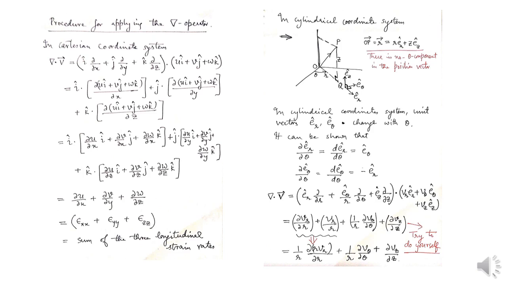Then I can also combine the first two terms using simple calculus concepts. I can write it as 1 over r del by del r of the product r into V_r, because when I open it out by the product rule, I will have one term as del V_r by del r and the other term will be V_r over r. That's why I can combine the first two terms into a single term. Sometimes this is useful in analysis, to have a single term rather than two terms separately.